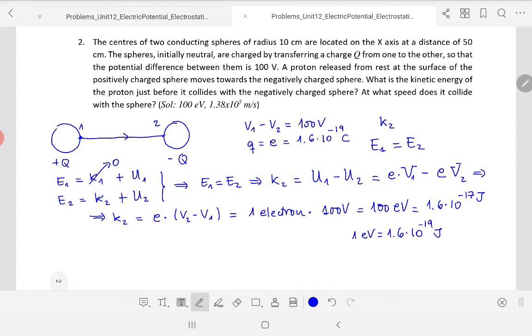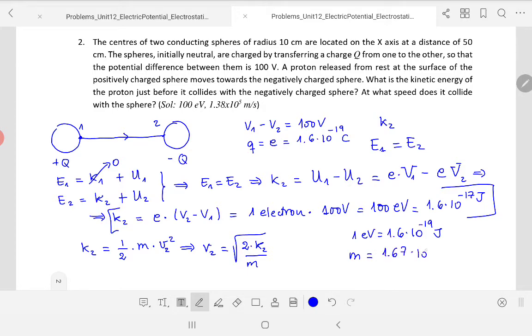To know the speed at which it collides with the second sphere, we just have to know that the kinetic energy is equal to 1 over 2 times the mass of the proton times the speed at point 2. So the speed at point 2 is going to be the square root of 2 times the kinetic energy at point 2 divided by the mass of the proton. The mass of the proton is equal to 1.67 times 10 to the minus 27 kilograms.